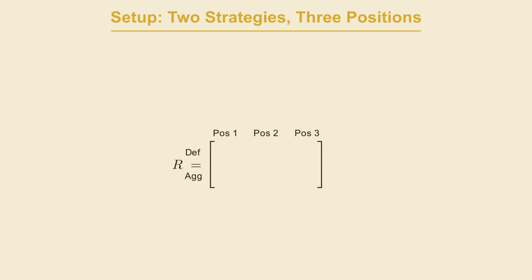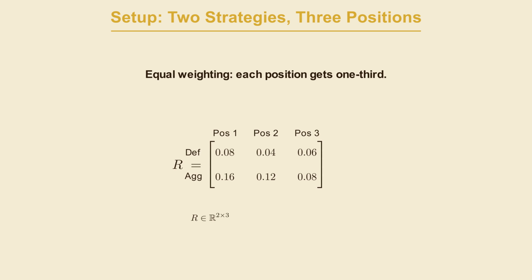Suppose Ruth's example matrix R looks like this. The defensive row, position 1 through 3, returns 8%, 4%, and 6%. In the aggressive row, returns are 16%, 12%, and 8%. So R is a 2 by 3 matrix. The question is, if we apply equal weightings to the 3 position slots, how much does each strategy end up returning? Equal weighting means each of the positions gets 1/3 of the strategy's allocation. So we can write that as weight vector W with 3 entries all equal to 1/3. As a column vector, W is 1/3, 1/3, 1/3, 3 by 1.